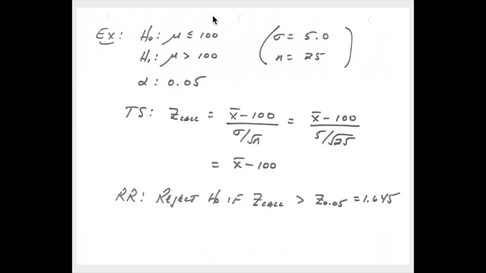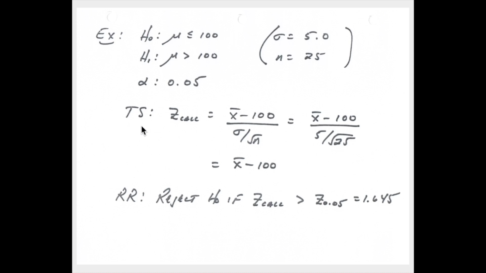So here again, I've written down the hypotheses. It's a right-tailed test. The null hypothesis is that mu is less than or equal to 100. The alternative is that mu is greater than 100. I'm also noting here, to remind myself, that I'm assuming sigma is 5 and that I'm using a sample size of 25 observations.